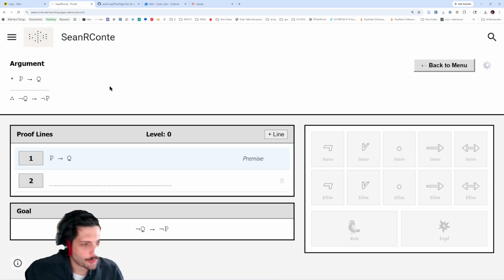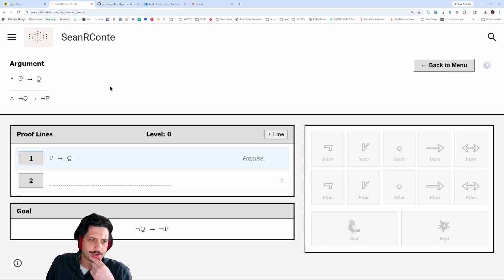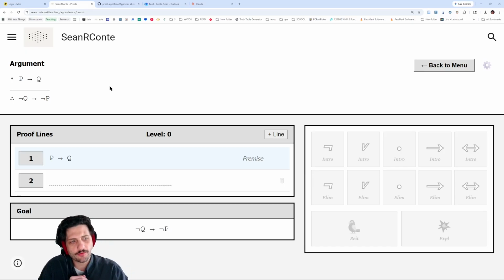So let's look at this example, which might feel a little bit more involved actually, because here what we're going to do for the first time is start to look at some nested subproofs. So the idea is I'm trying to prove this conditional, right?